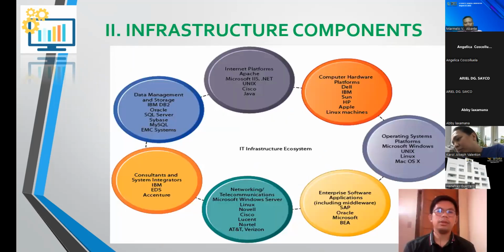So let's now move on to the second part of my report. It's about the infrastructure components of the IT infrastructure. So we have 7 components of the IT infrastructure: the internet platforms, the computer hardware platforms, the operating system platforms, enterprise software, networking and telecommunication, consultants and system integrators, and data management and storage.